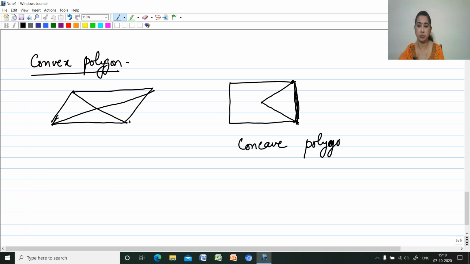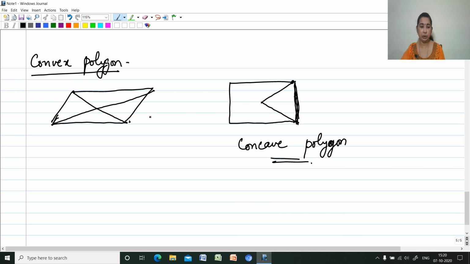So hope you understood what is a convex polygon and a concave polygon. Convex polygon means every diagonal passes through the interior points of the polygon. Only then is it called a convex polygon. That's the difference between convex polygon and concave polygon.